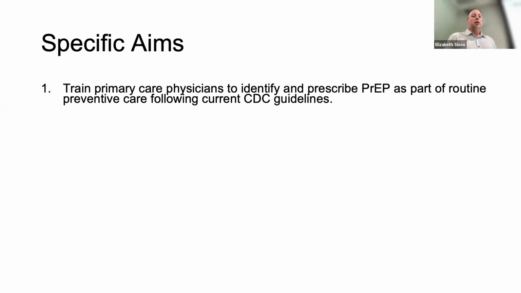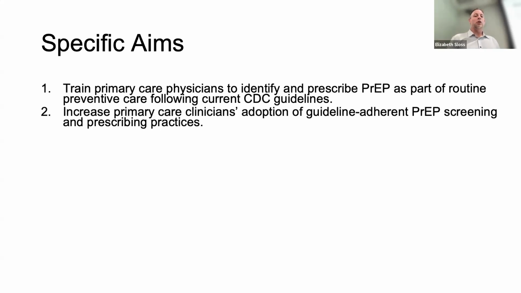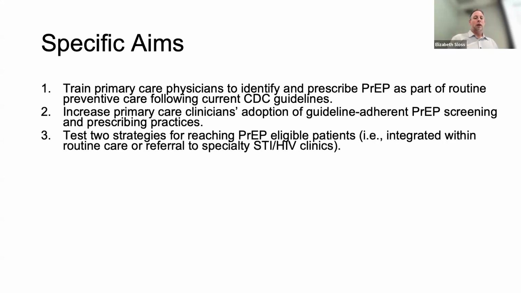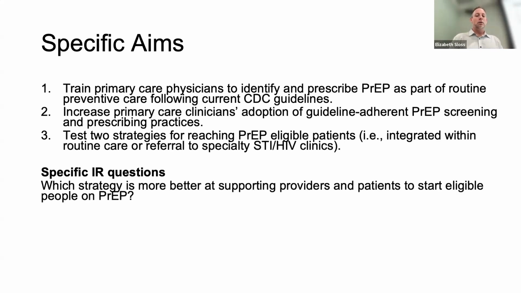So here's what the specific aims might look like. One of our aims could be to train primary care physicians to identify and prescribe as part of routine care following current CDC guidelines. So training in the guidelines is probably going to have to be part of your strategy. Aim to increase primary care clinicians' adoption. There's our adoption metric. Test two strategies for reaching PrEP eligible patients. Essentially, the healthcare system said, we want to increase reach by 50%. That should be our primary outcome. Adoption is necessary to get high reach, but of course, we'd want to power on the primary outcome of interest. So some specific questions that we could ask here are, which strategy is better?